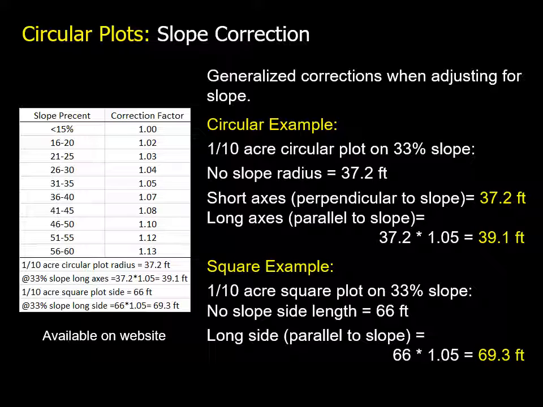So in this case, for our 33%, we find the slope category containing that number, which tells us 1.05 is the modifier we want to use. So 66 times 1.05 gives us 69.3 feet going up and down the slope.